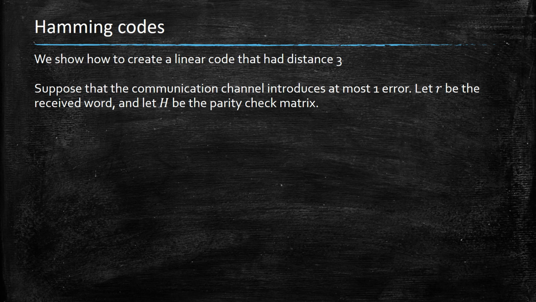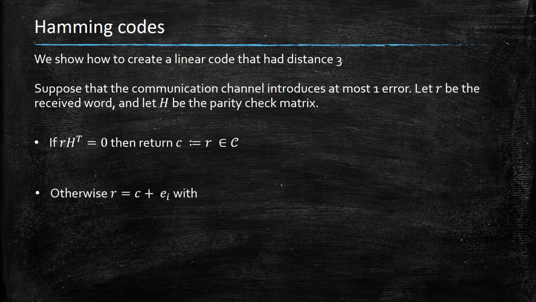So, let's do it now. We have R, the received word, and H, the parity check matrix. Now here is the thing: if R times H transpose equals 0, then we know that R is a code word, and therefore we return C being that code word.